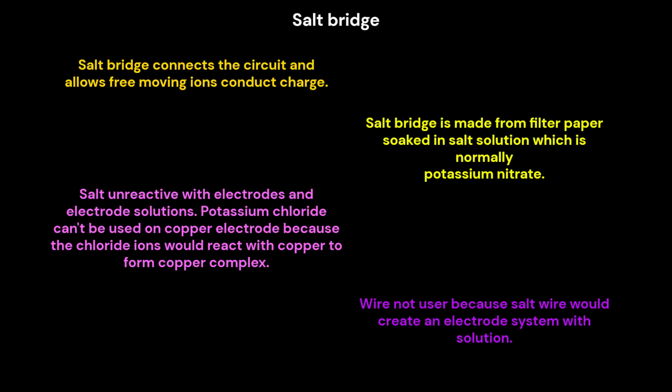Salt bridge. The salt bridge connects the circuit and allows free moving ions to conduct charge. It is made from filter paper soaked in a salt solution, which is normally potassium nitrate. The salt is unreactive with the electrodes and electrode solutions. Potassium chloride can't be used with a copper electrode because the chloride ions would react with copper to form a copper complex. A wire is not used because a metal wire would create an electrode system with the solution.